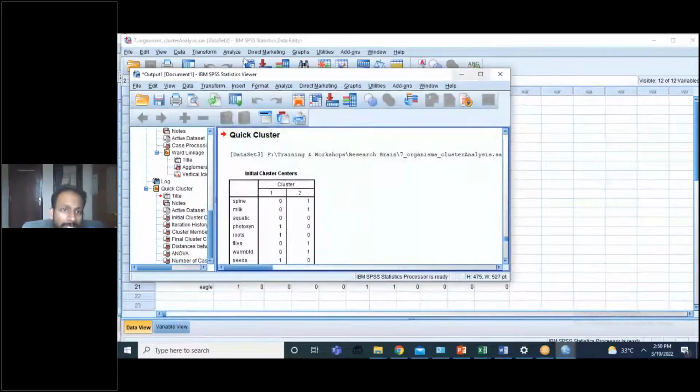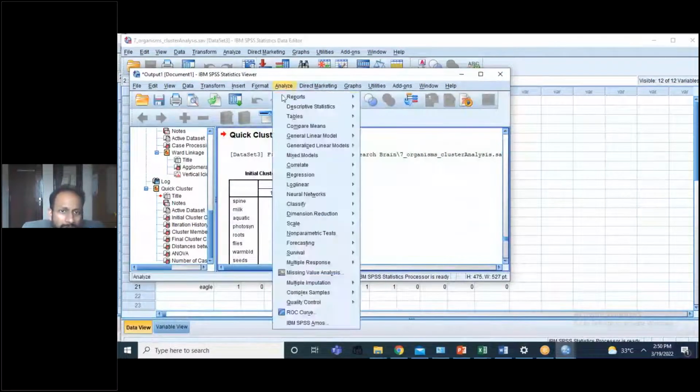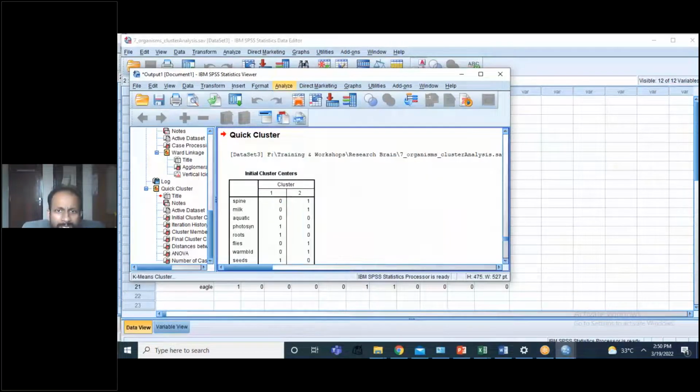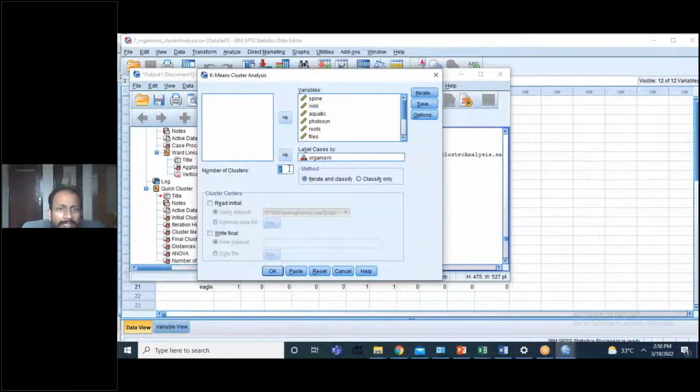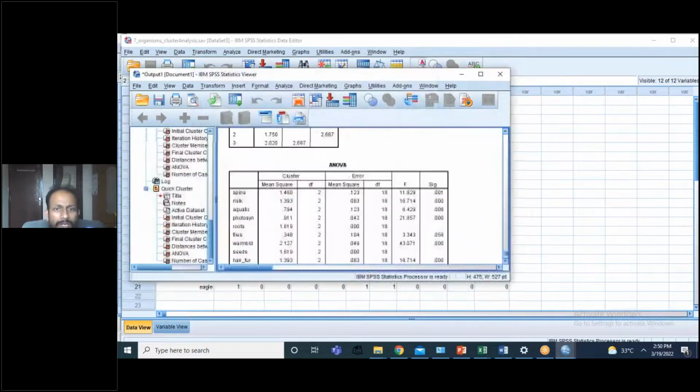Oh, there is one option which I did not choose, where I need to mention the number of clusters. I'll do that one more time. Classify, k-means, number of clusters. By default it is 2, but as per the hierarchical clustering, we chose to have 3 clusters. This was one thing which I did not mention. Click on OK.